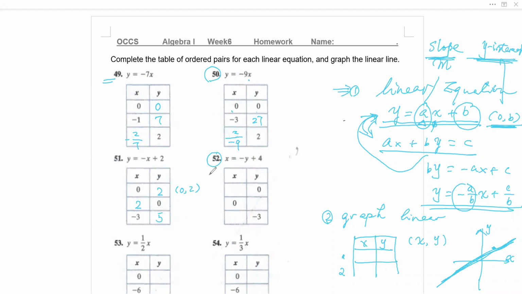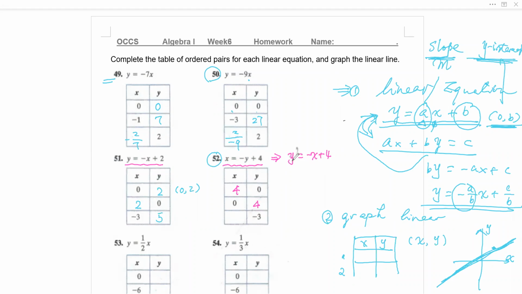All right, number 52. This one actually doesn't use the list format. You can do the transform: y equals -x plus 4. You can transform first, right? Move y to the left, move x to the right. So when y equals 0, x is 4, right? When x is 0, y equals 4.